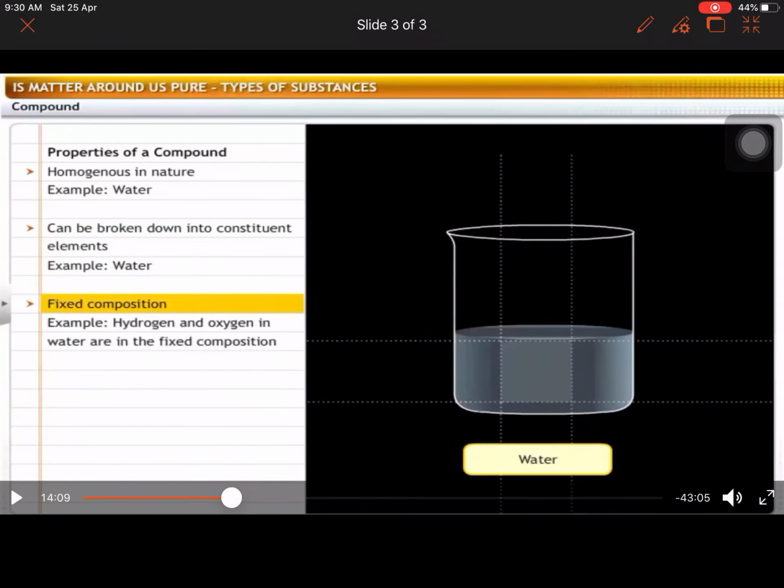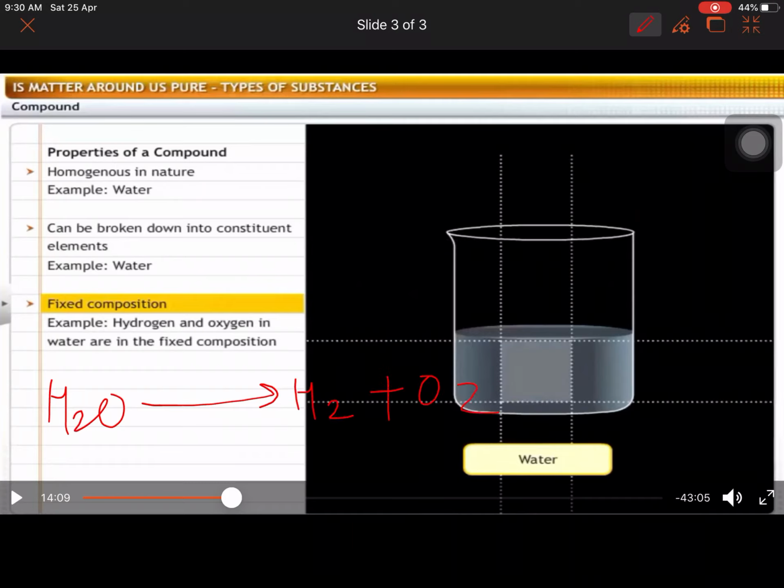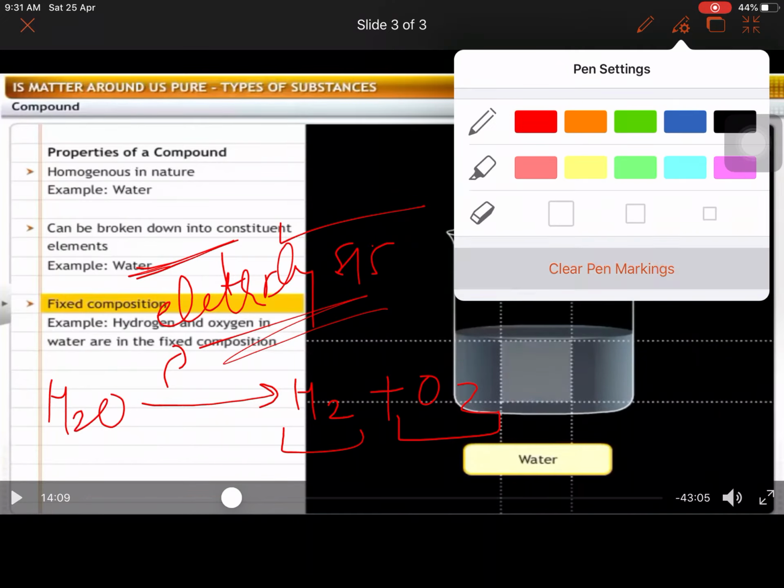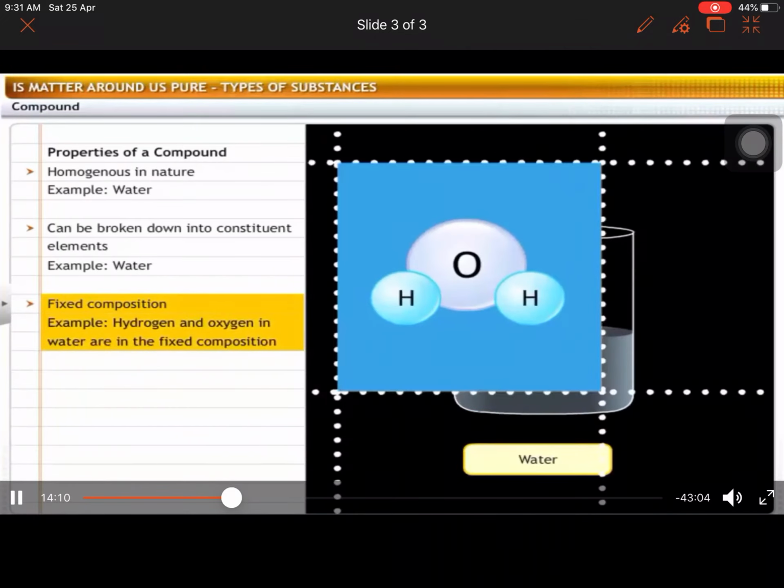For example, see once again, H2O can be split into two constituents, H2 and O2. Which kind of process is that? This is called electrolysis. That means if we supply electricity to water, it will split into hydrogen gas and oxygen gas, right? Electro means in presence of current, lysis means breakdown. So current breaks water into hydrogen and oxygen, which are the constituents of water. A water molecule is always composed of two hydrogen atoms and one oxygen atom.